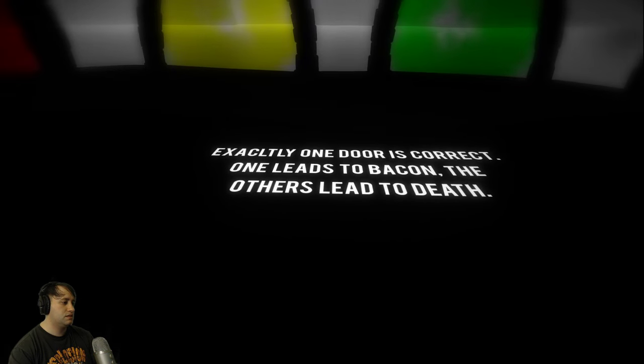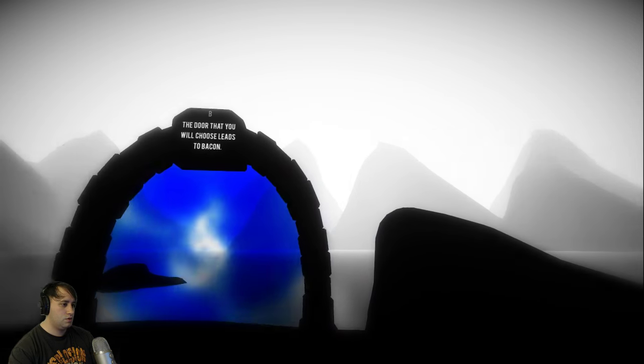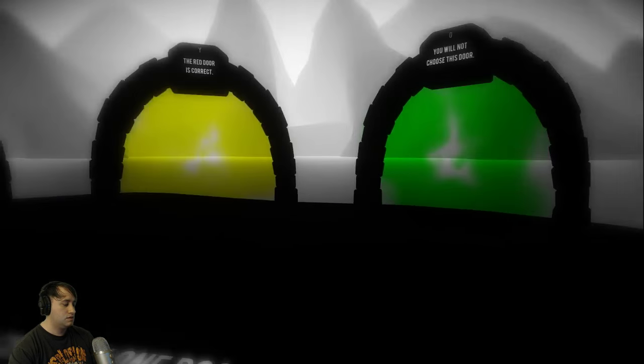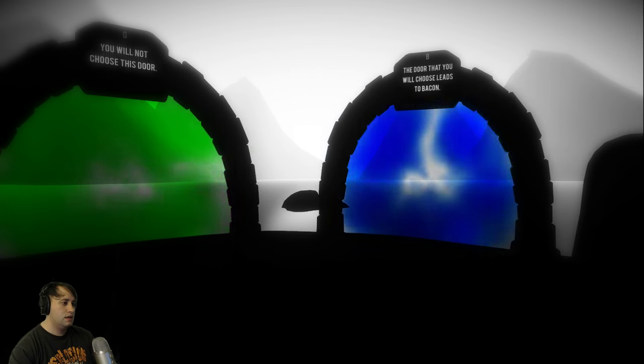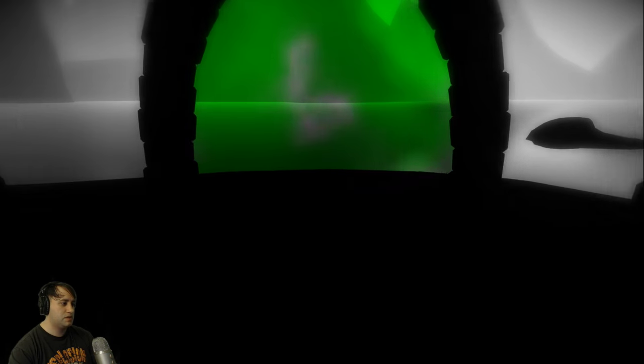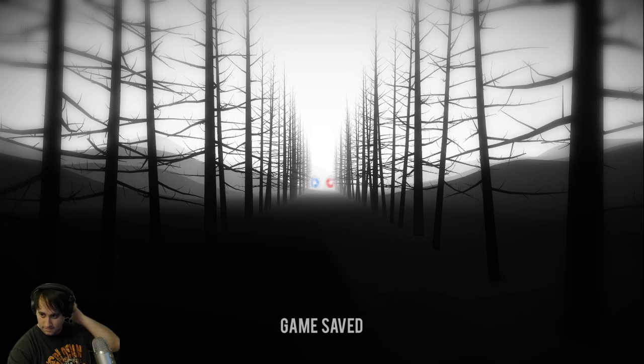The door that I will choose leads to bacon. This is correct. This one has to be the one, because only one of these things leads to bacon. So the door I choose leads to bacon. So that means the other three are incorrect. And so if this is false, I must go through the green door.